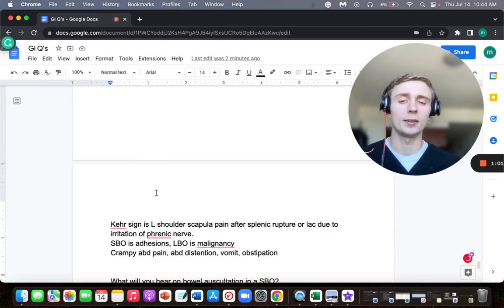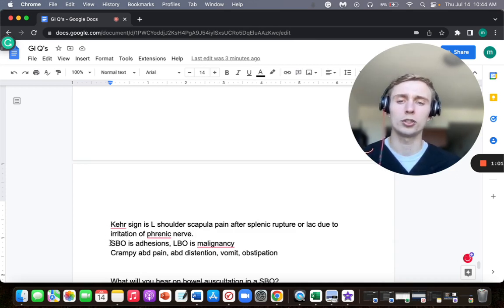That's going to be in gallbladder. Could be a ruptured gallbladder. And that's going to be Boas sign to the right shoulder. So left shoulder is Kerr's sign, typically from a splenic rupture or laceration, irritation of the phrenic nerve. Remember, the phrenic nerve goes all the way up, and the phrenic nerve also innervates the diaphragm.